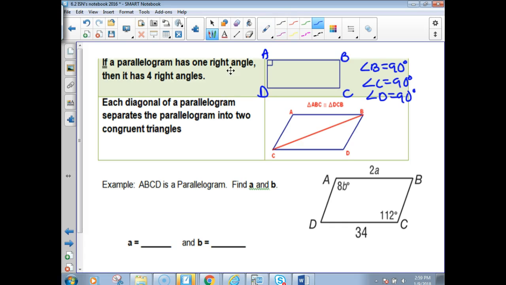And finally, each diagonal of a parallelogram separates the parallelogram into two congruent triangles. The one that they showed here is the longer diagonal from C to B. It's saying that triangle ABC is congruent to triangle DCB. That would be something we learned last semester about how to name a triangle congruence. But let's draw one for the other diagonal. So I'm just going to copy that picture.